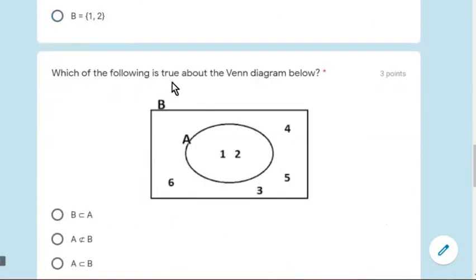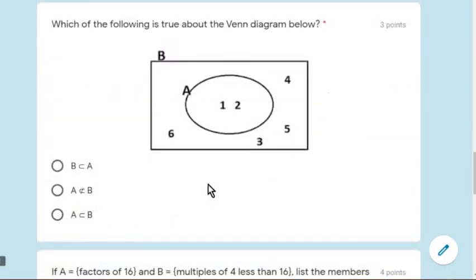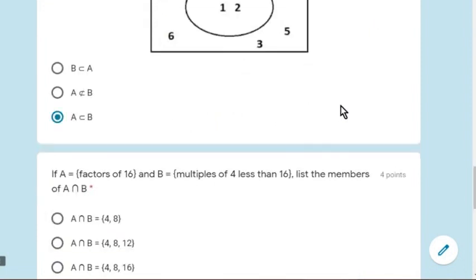Now, which of the following is true about the Venn diagram? The first statement says B is a subset of A. That is not true because A is actually the subset of B, because A is inside B. The second one says A is not a subset of B. That is not true because A is actually a subset of B, because A is part of B. So the correct answer will be C: A is a subset of B.